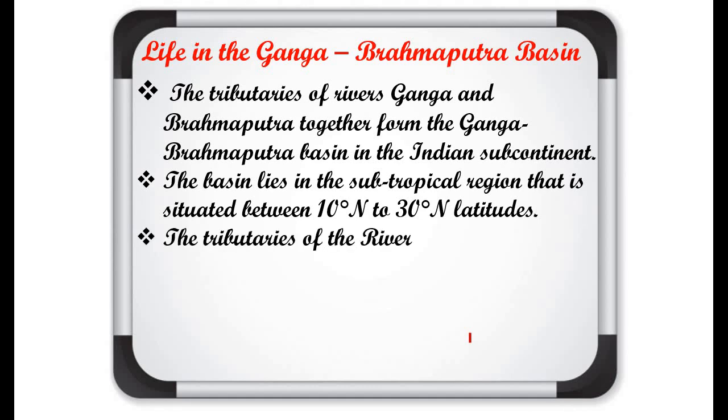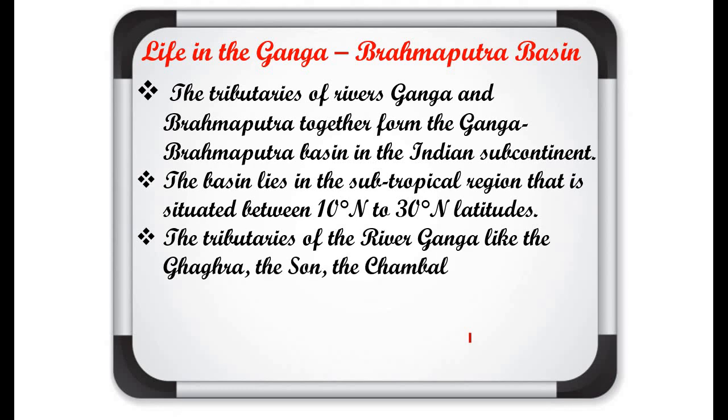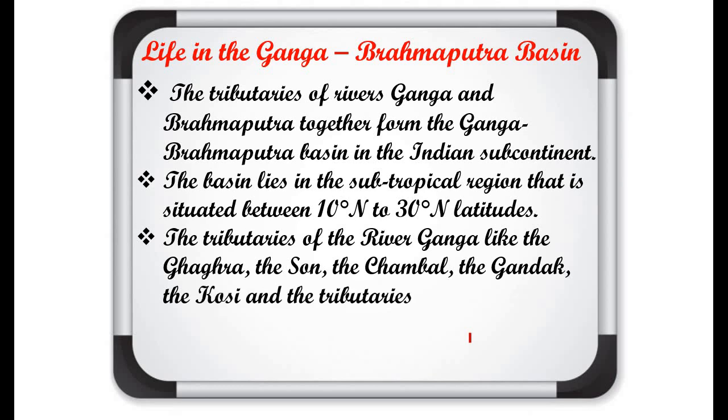The tributaries of the river Ganga like Ghaggar, Son, Chambal, Gandak and Kosi, and the tributaries of Brahmaputra drain it. Understood about it? So these are the tributaries. These are some small rivers which join the big main river Ganga, so these are known as the tributaries of the Ganga river. So name the tributaries of Ganga river: Ghaggar, Son, Chambal, Gandak and Kosi river.